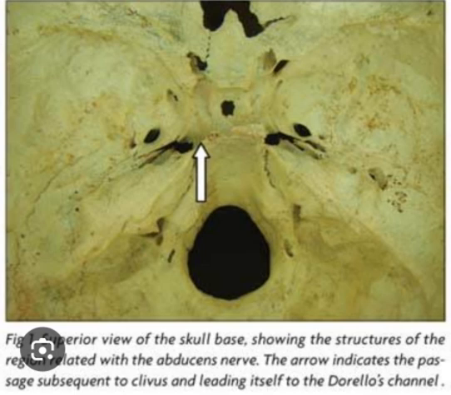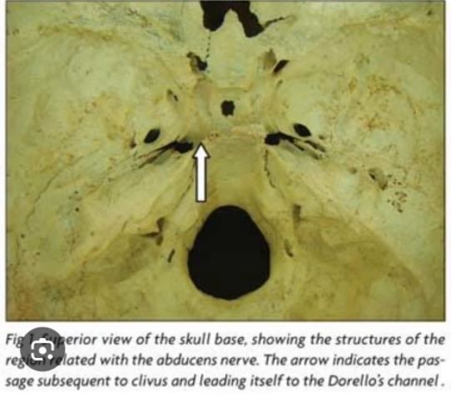Structure. Dorello's canal is a bow-shaped bony enclosure at the tip of the petrous part of the temporal bone. It is fairly short. Dura mater forms a sleeve within Dorello's canal, forming an outer wall. There may also be arachnoid mater. This contains the abducens nerve and the inferior petrosal sinus. The petrosphenoidal ligament forms the roof of Dorello's canal.